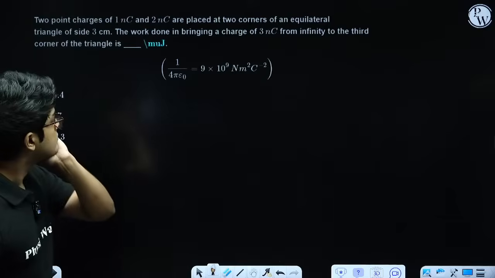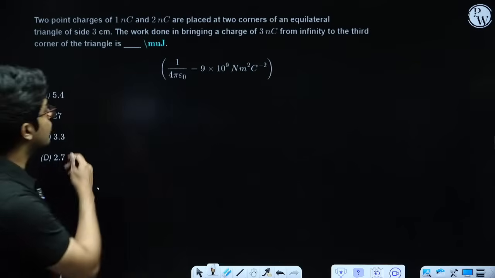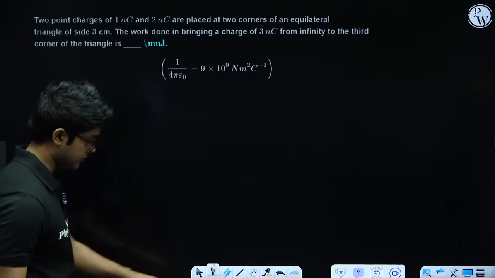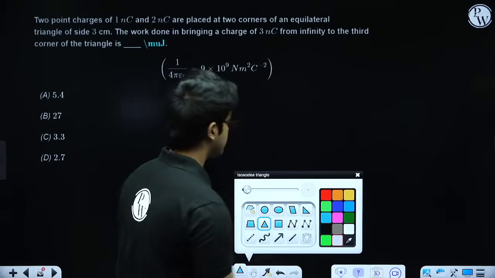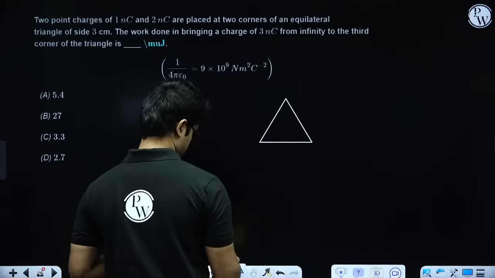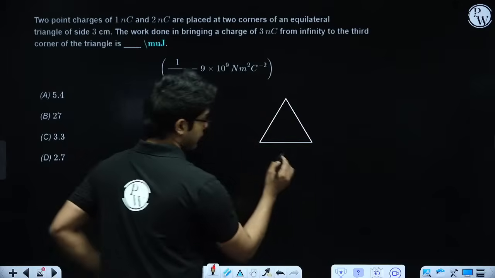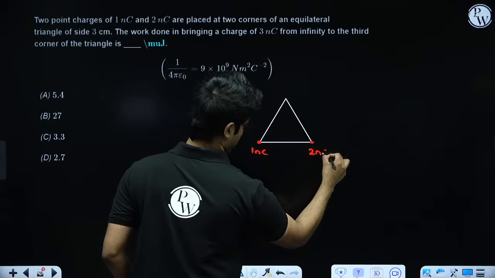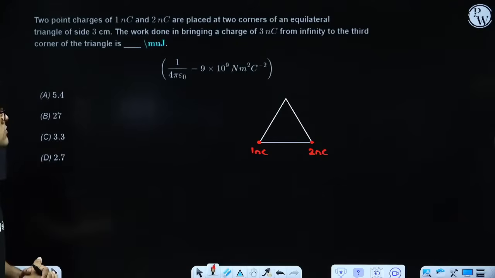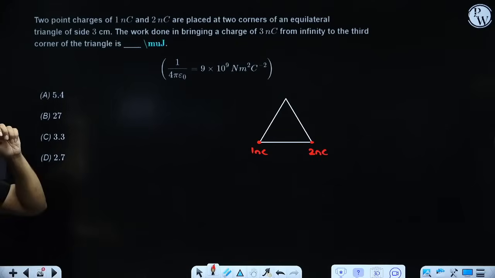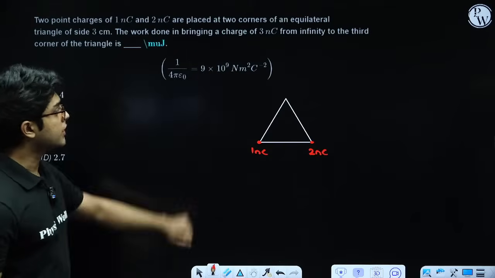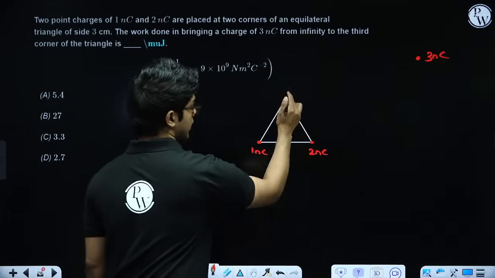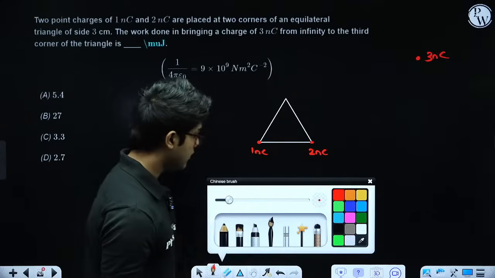Okay, so yeah, we have 2 point charges, 1 nanocoulomb and 2 nanocoulomb. They are placed at the corners of an equilateral triangle whose side is 3 centimeters. Okay, so we have an equilateral triangle and we have 2 point charges, 1 nanocoulomb and 2 nanocoulomb. Okay, they're placed at the 2 corners of this triangle. The question is, what is the work done in bringing a 3 nanocoulomb charge from infinity? So from infinity we are bringing a 3 nanocoulomb charge and placing it at the other vertex. Okay, so what is the work done?